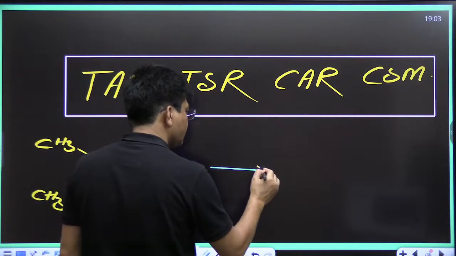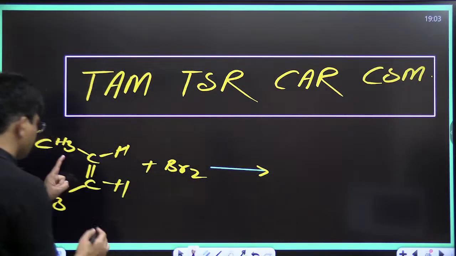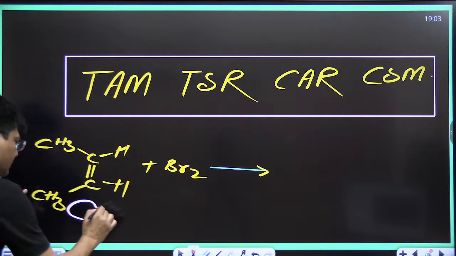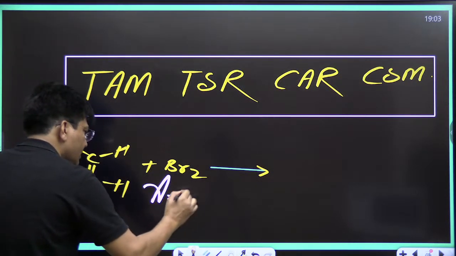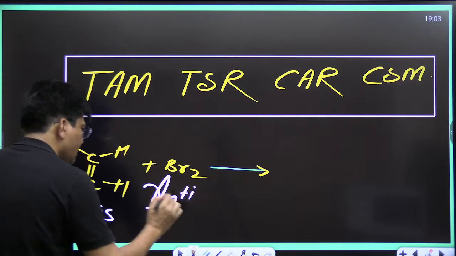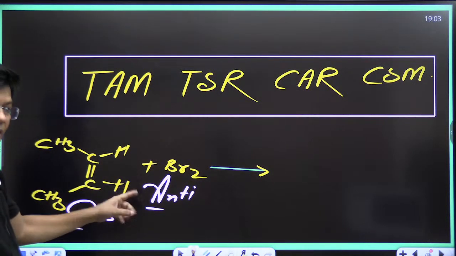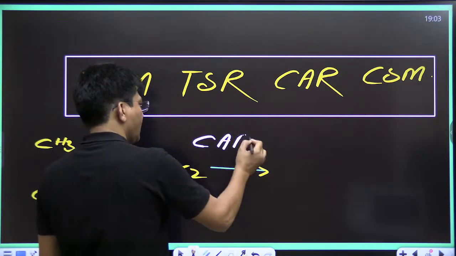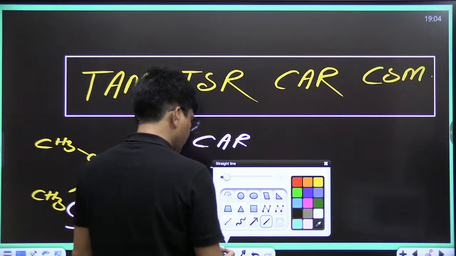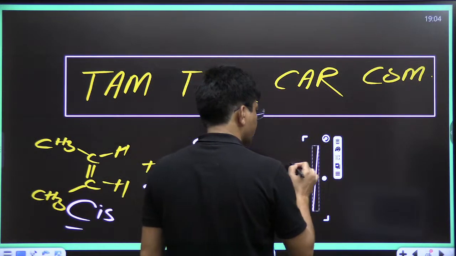So what knowledge are you going to get? See kids, what knowledge are you going to get? This is cis, so C is important. Anti, so A is important. A is important. CA, just complete CA. So CAR. So the answer will be racemic mixture. The answer will be racemic mixture.